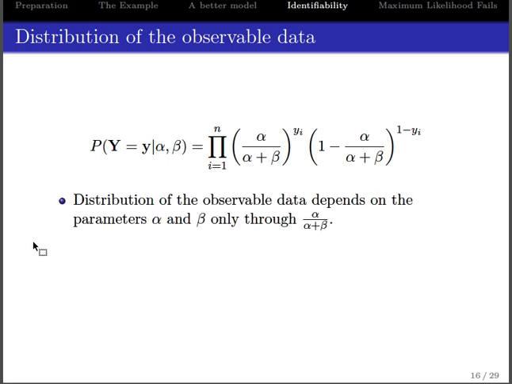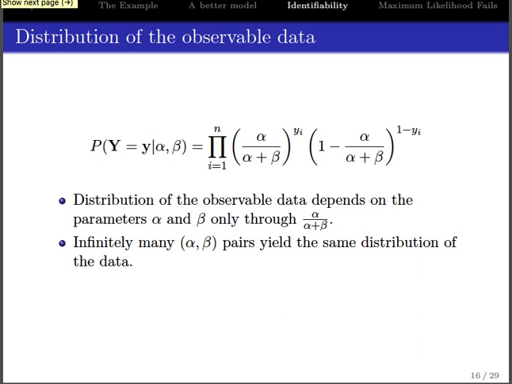But there's a little problem here. The distribution of the observable data that we've got up here, by the way, this is the likelihood too, right? The distribution of the observable data depends on the parameters alpha and beta only through the function alpha over alpha plus beta. And for any set of yi values, there's infinitely many alpha beta pairs that give exactly the same distribution of the data. Infinitely many.